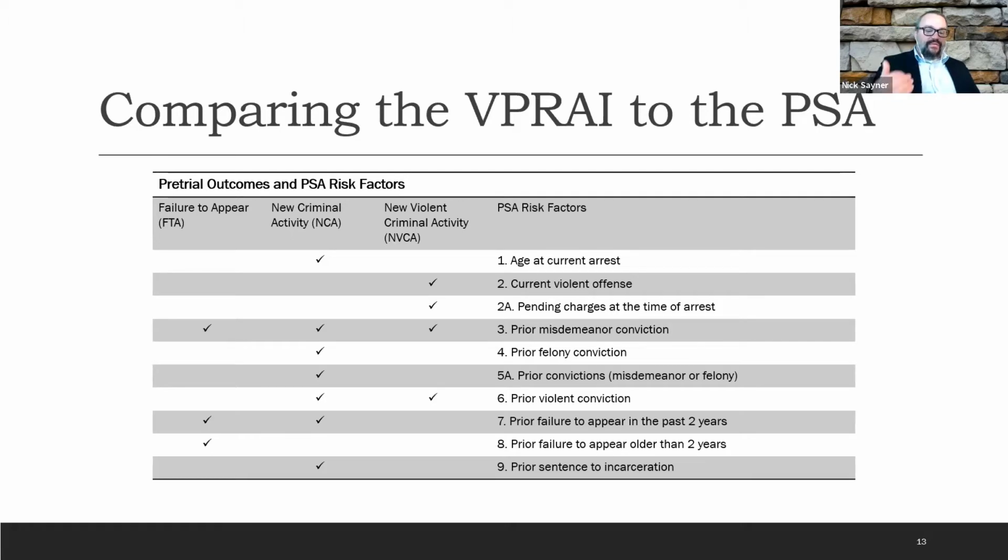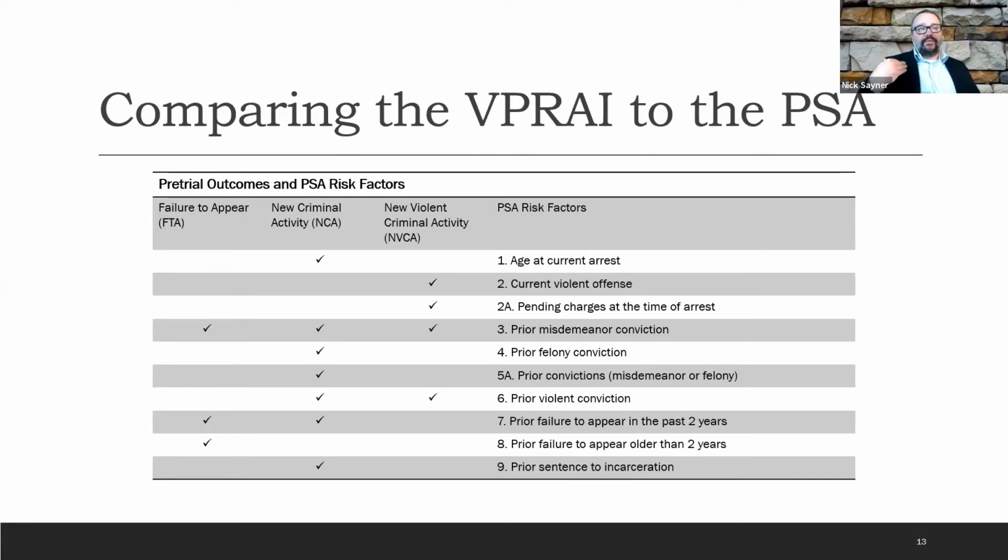And then finally, prior sentence to incarceration. I won't get into all of this, it's again a very nuanced conversation, but it's whether someone has been incarcerated purposely as part of a sentence for a significant period of time. Those definitions will be fleshed out if you continue to pursue the PSA and further.